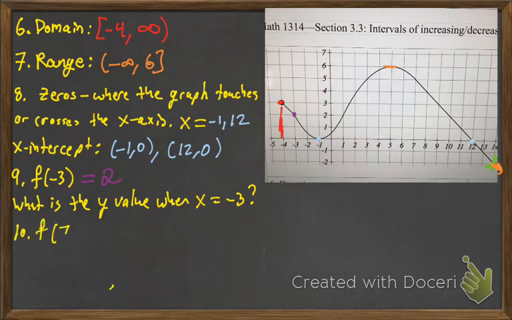Okay, we'll ask another question, what is f of 7? So the height at 7, when x is 7, the y value is 5. So f of 7 is equal to 5.